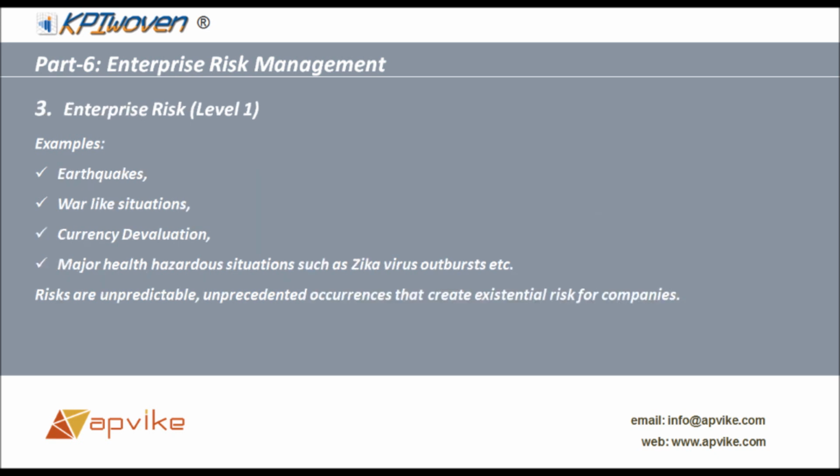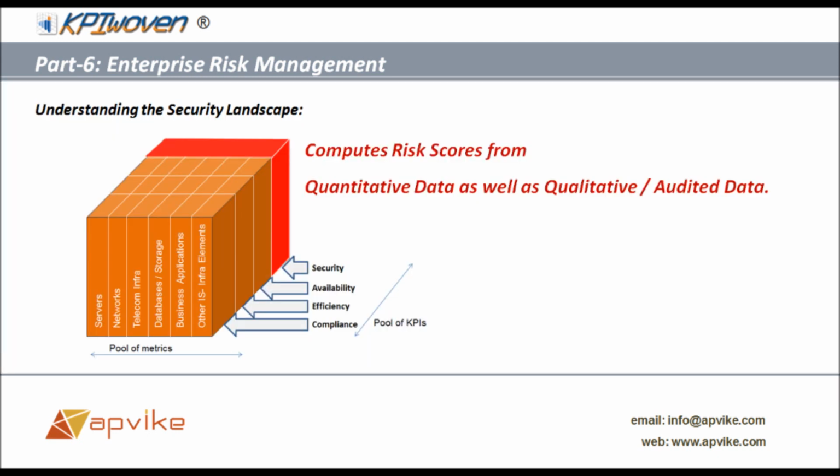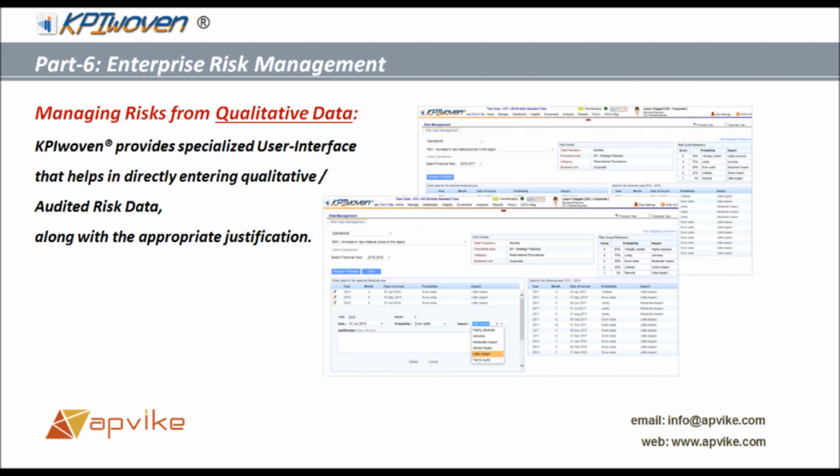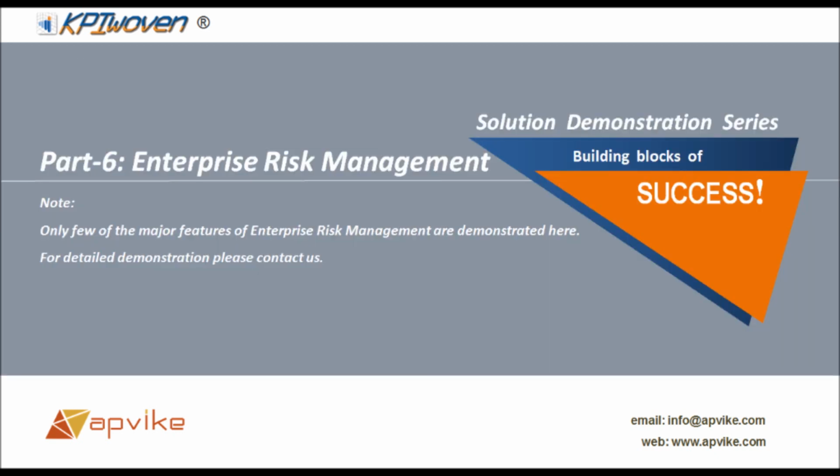Level 1 risks are unpredictable, unprecedented occurrences that create existential risk for companies. KPIwoven derives scores for those risks using quantitative as well as qualitative audited data. The quantitative data is typically extracted from numerous log files generated by various information systems. KPIwoven provides a specialized user interface for directly entering the audited qualitative data. With this conceptual background, let us get started.